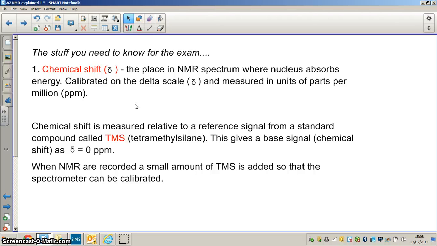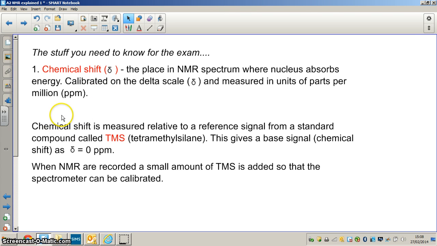Now, this is normally calibrated on what we call the delta scale. So we've got a chemical shift which is calibrated on the delta scale, and it's measured in units of parts per million. So how do we arrive at that scale? How do we calibrate that scale? Well, we have to have some reference point.